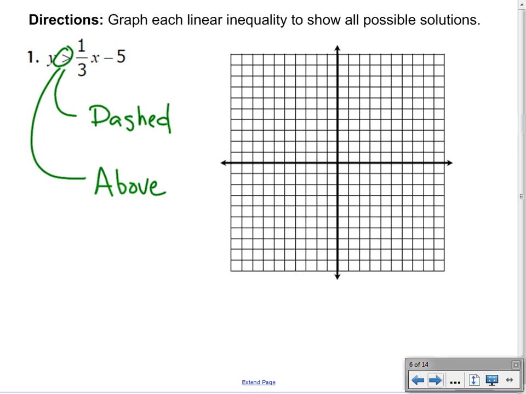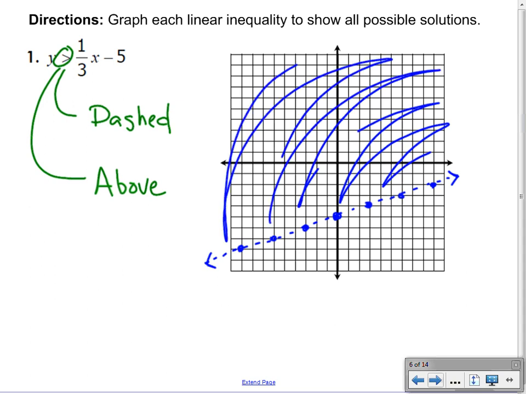So we have our y-intercept down at -5. And we have a slope of 1/3, so up 1, right 3. So we have our points, but before I connect, I'm going to keep in mind that I'm doing a dashed line here. So when I connect, it's not a solid line, it's a dashed line. So here it is. The last thing that we have to do is we need to shade above. So if I shade above my line, I'm going to be shading up here.